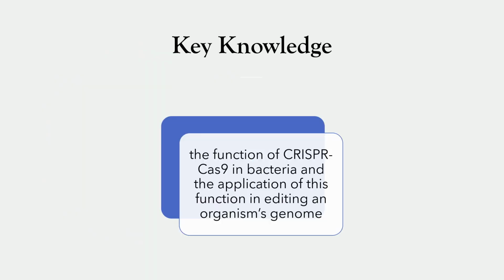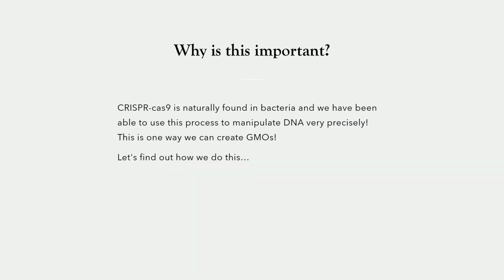So the key knowledge from the study design is the function of CRISPR-Cas9 in bacteria and the application of this function in editing an organism's genome. So why is this important? Well, CRISPR-Cas9 is naturally found in bacteria, and we've been able to use this process to manipulate DNA very precisely. This is one of the ways we create GMOs, and we're looking at all the different ways that we can manipulate DNA. So let's find out how CRISPR-Cas9 works and how we use it to manipulate DNA.